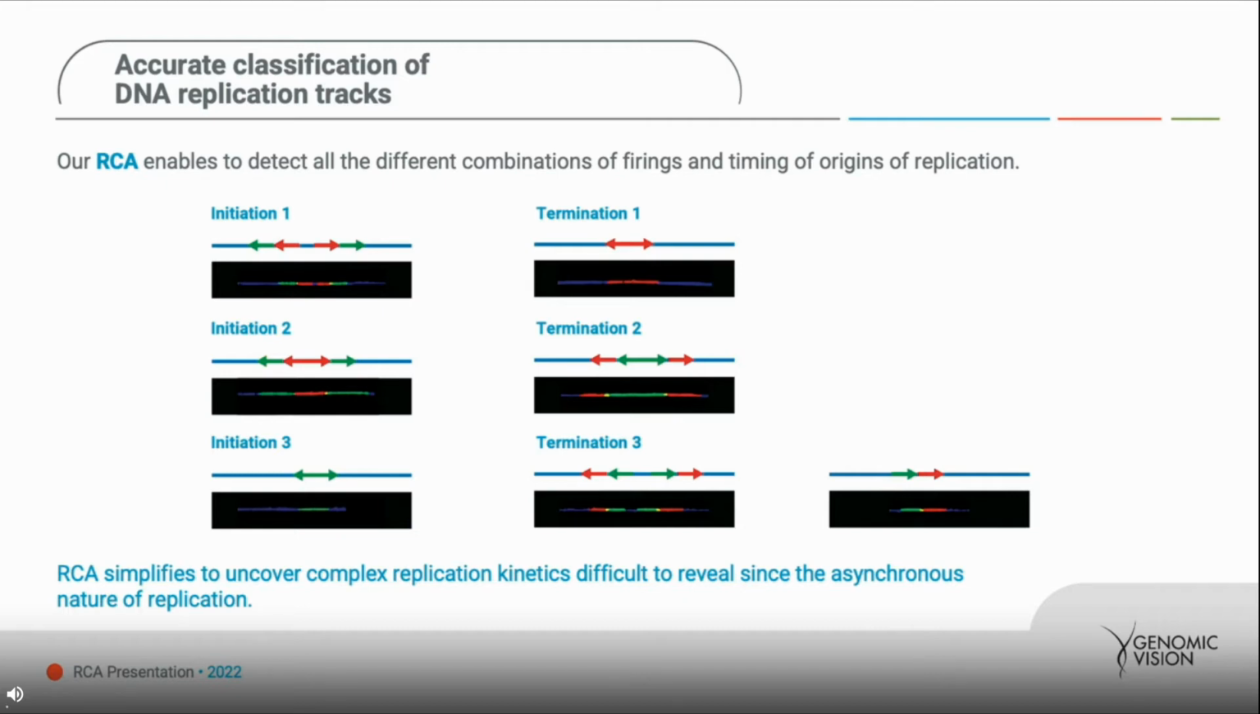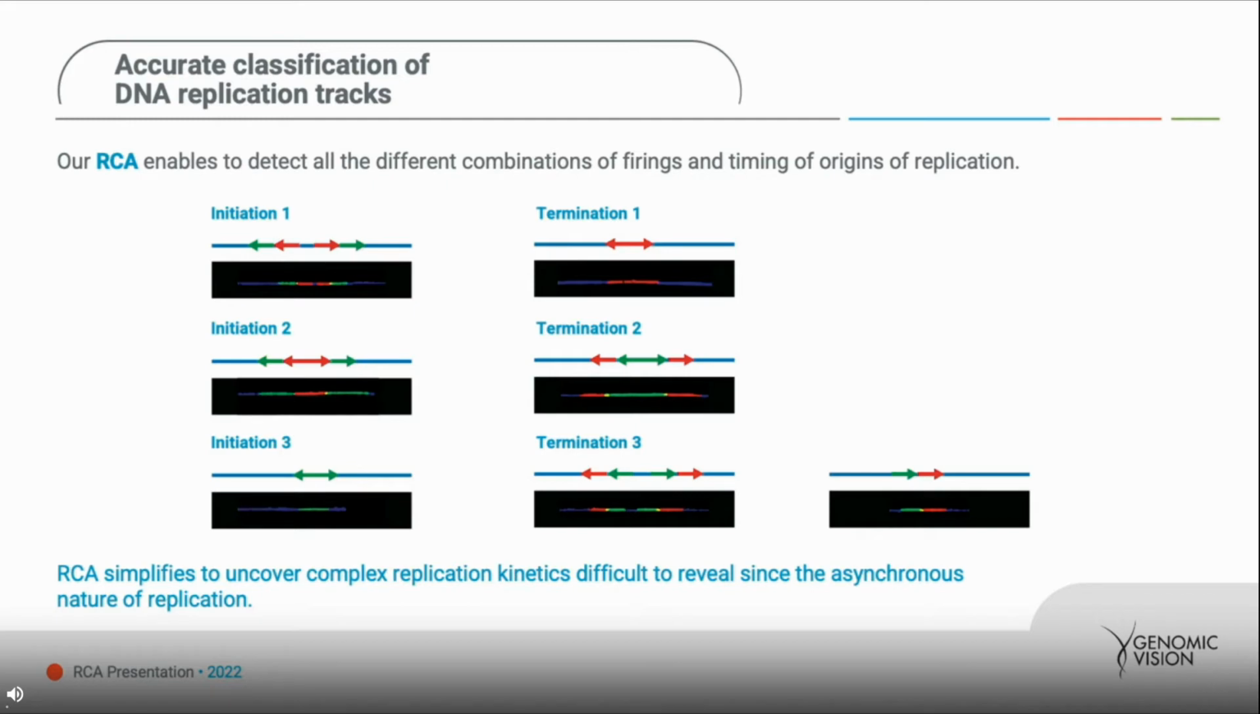The second bubble will then show the initiation 2 signal, where the replication is fired during the first pulse of CldU. Therefore, you will see only a red track without any blue in the middle, with either side the green track for the incorporation of IdU. The initiation 3 represents the bubble 3 from the previous slide, where the replication is fired during the second pulse labeling with IdU.